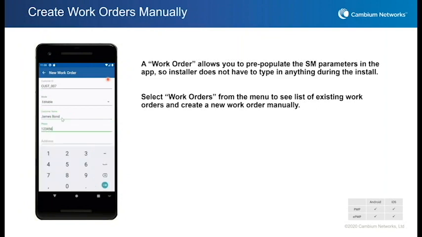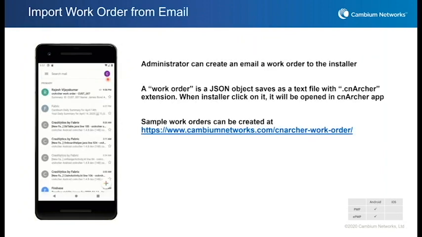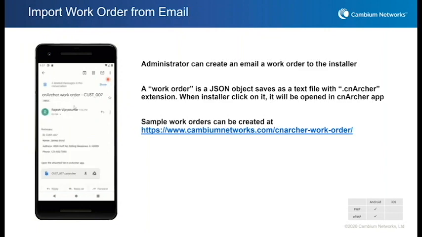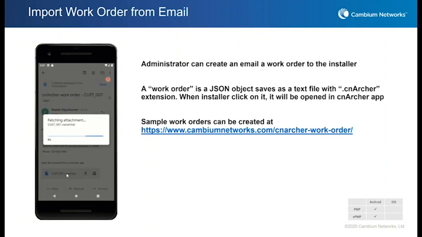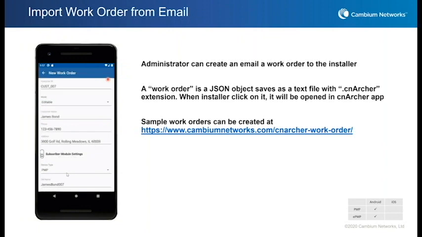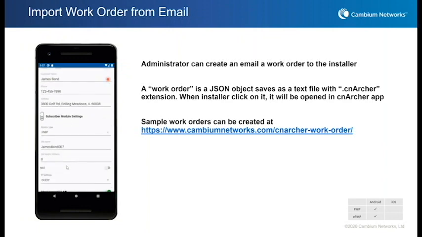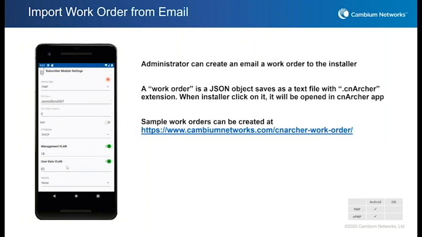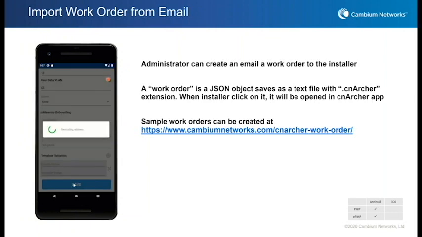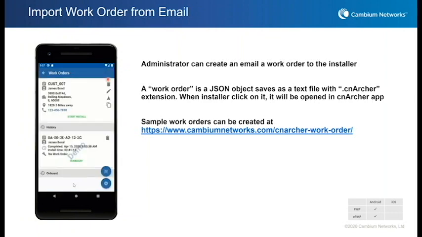So the next feature here, which is basically importing a work order from email, allows the administrator to create a work order as a text file. You'll see at the bottom of the screen, there's a file attached to that email with a .cnArcher extension. So the administrator can create this file. It's basically a JSON file with all the parameters configured there, and send it to the installer. When the installer clicks on it, it will open in cnArcher as a work order, and you can basically save that work order.